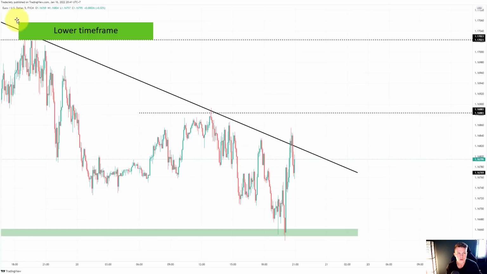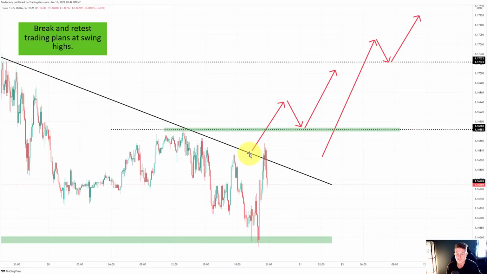So we are now on our lower time frame. This is the 5-minute time frame, and since we are day traders, it makes sense to go to the lower 5-minute time frame. And here's the trend line that is coming from the higher time frame. We have the dotted line, which is the swing points. So we want to create our trading plans now.